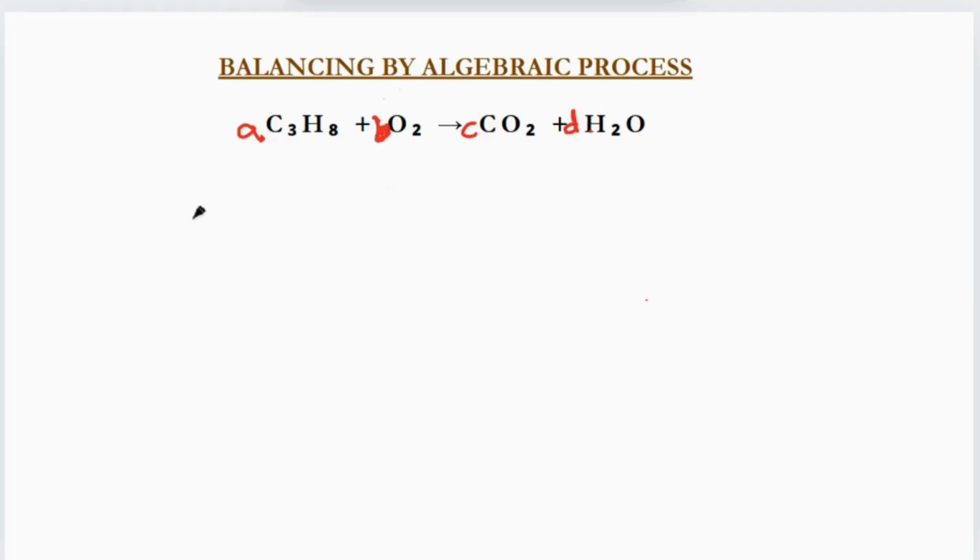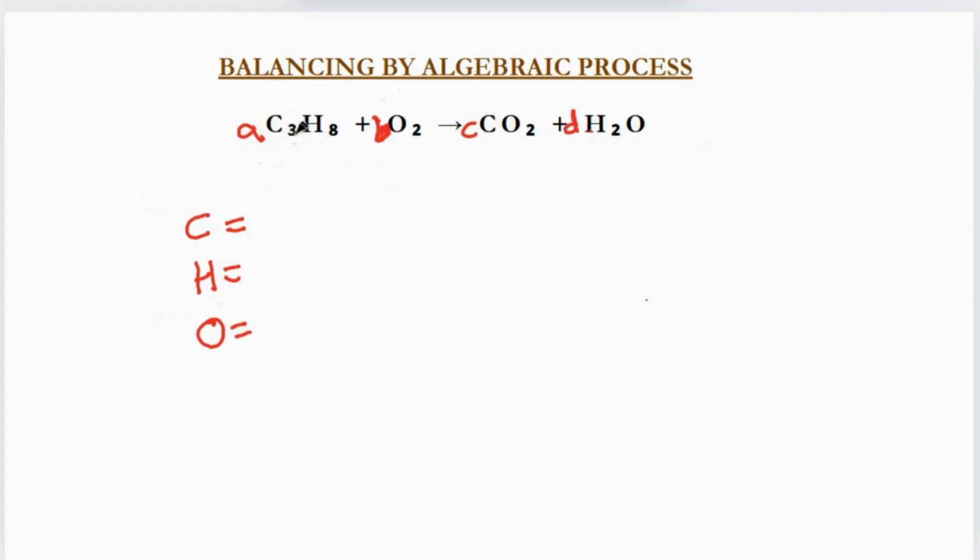So these are the variables we are going to be looking for. And then the next thing is to bring out all the elements, all the atoms you can find in this equation. Now we can see carbon, and we can see hydrogen, and we can see oxygen. The next step is to write out how many moles of each of these elements you can see.